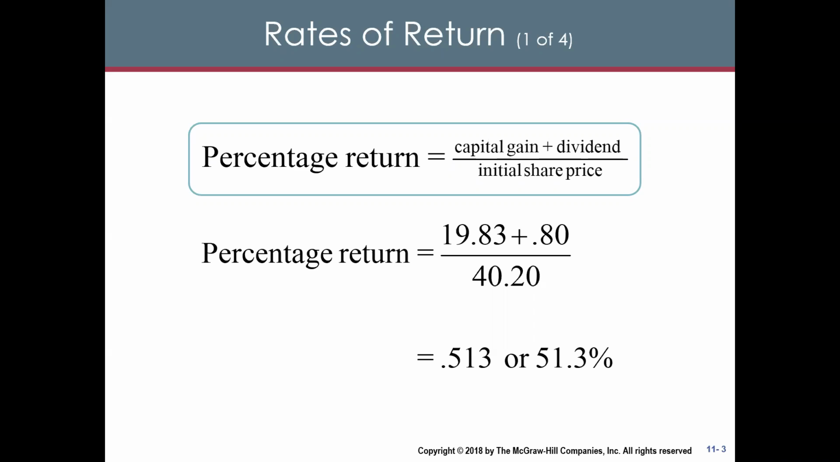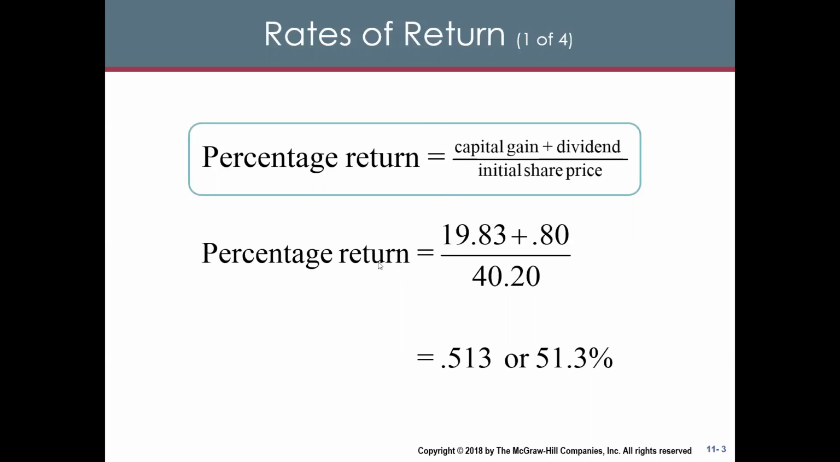For example, if we purchase the stock for $40.20, hold it for 1 year, receive 80 cents of dividend, and the stock price has increased by $19.83, then the percentage return will be the capital gain, which is $19.83, plus the dividend, which is 80 cents, divided by the initial price you purchased the stock for, which is $40.20. You get a return of 51.3%. So this is your percentage return.